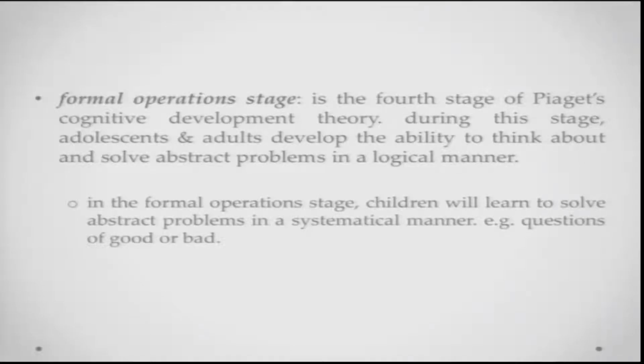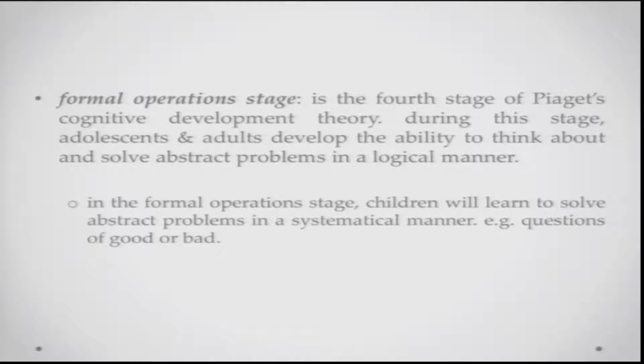Now the fourth and final stage of Piaget's cognitive development theory is the formal operation stage. This is from a very young age to young adulthood. During this stage, adolescents and adults develop the ability to think about and solve abstract problems in a more logical manner. In this stage, children will learn to solve abstract problems in a systematic manner.